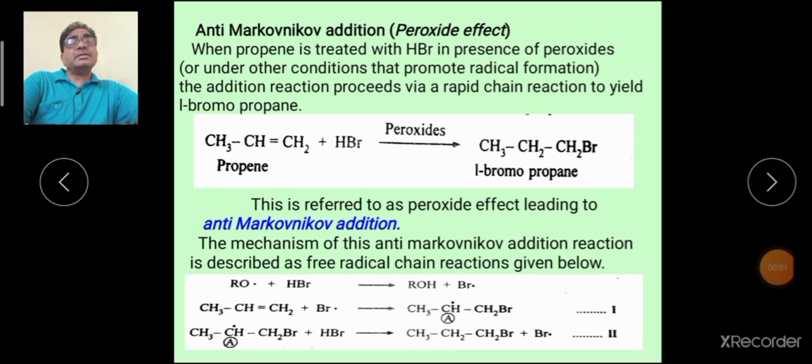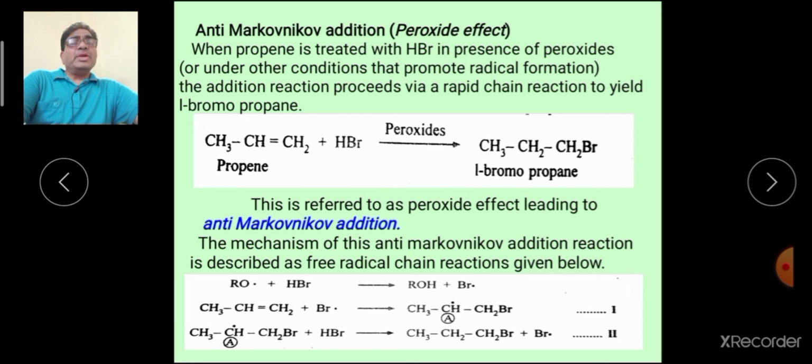Now the next is anti-Markovnikov addition. The product obtained is not according to Markovnikov's rule, but anti to this rule, and this addition is done in the presence of peroxide, and therefore the effect is known as the peroxide effect.